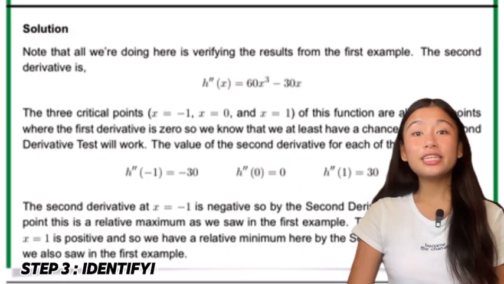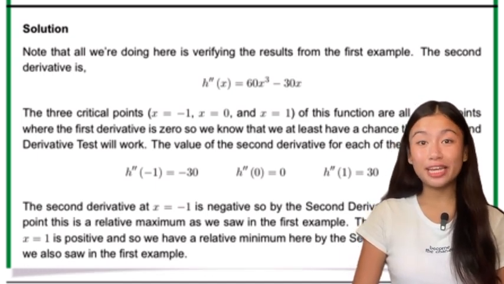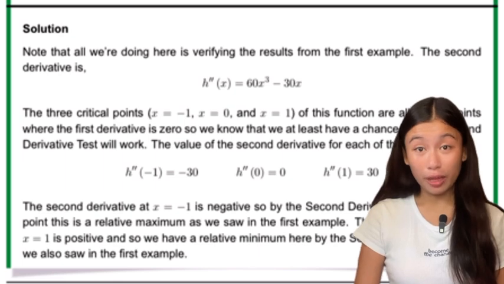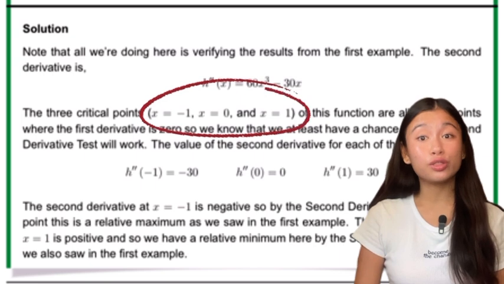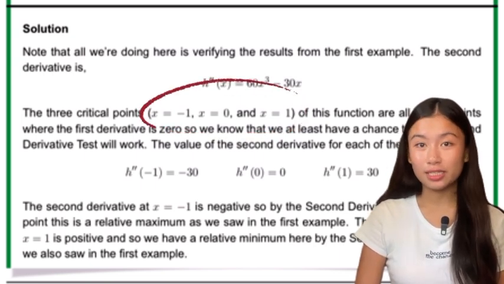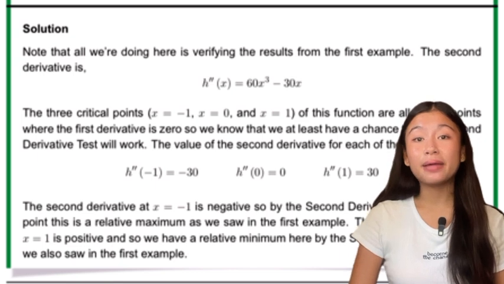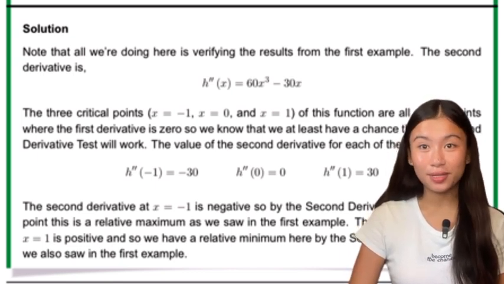Step 3, identifying critical points. So critical points are where the first derivative is 0 or undefined. These critical points were found in a previous example, not shown in the image, and they are x equals -1, x equals 0, and x equals +1. The first derivative was 0 at these points, making them candidates for classification using the second derivative test.